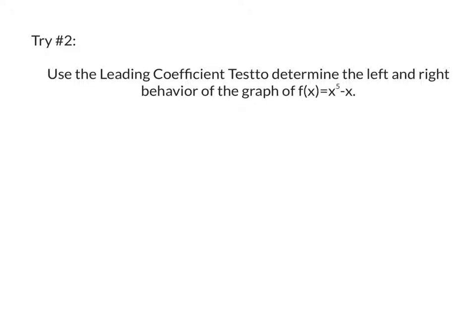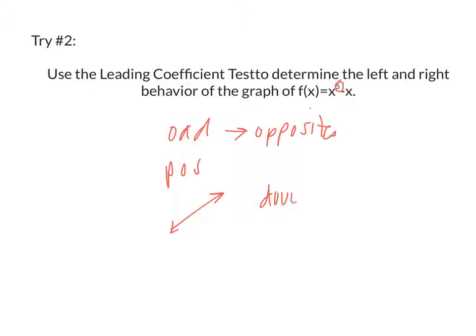All right, we're going to try that again. Again, this one, the leading power is 5. So it's odd. And odd means opposites. So they're going to go in different directions. Okay. But it is positive. So a positive slope goes in the direction from down and up. Sorry, that's supposed to be down and up.